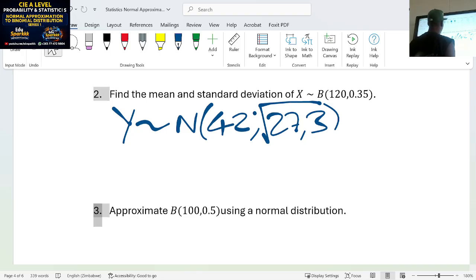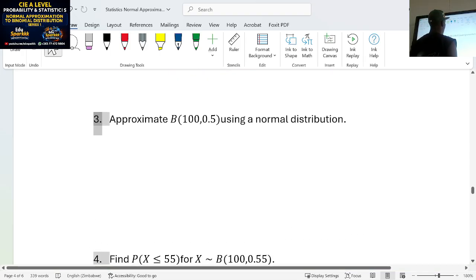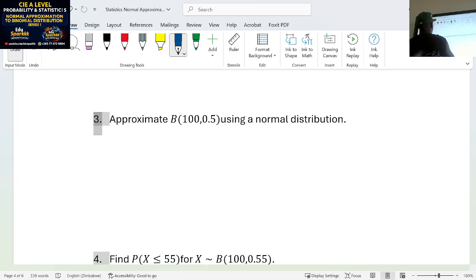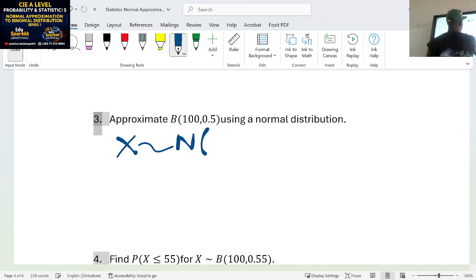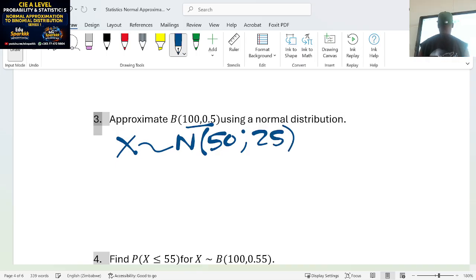Then moving on, we want to approximate a binomial distribution using a normal distribution. Here we are simply saying X is a random variable which is normal with mean 50 when we multiply the two, and multiplying by 2 gives a variance of 25, which is actually 5 squared.